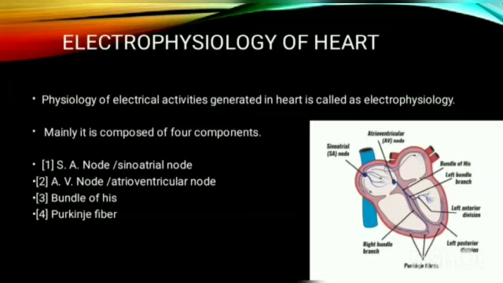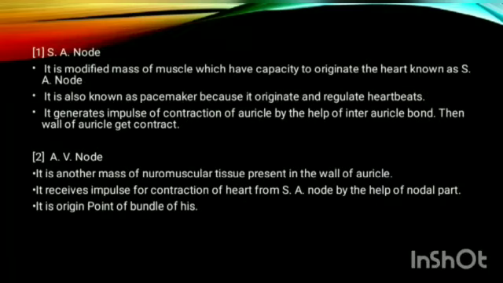They are as follows. First, SA node, that is sinoatrial node. Second, AV node, that is atrioventricular node. Third, bundle of His, and fourth, Purkinje fiber. Now we will see one by one.